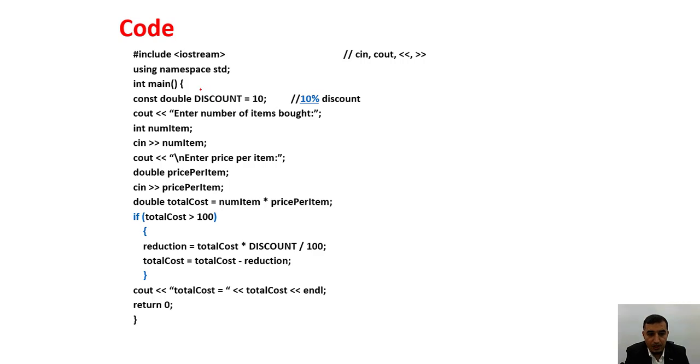So our program will be as follows. First of all, we are going to put our discount as a constant, and we define the constant as const double DISCOUNT equal to 10. Our discount here is a double, and we give it capital letters because it's a constant. And then we ask the user to enter the number of items. We take the number of items. We ask the user to enter the price per item. Then we multiply the number of items by the price.